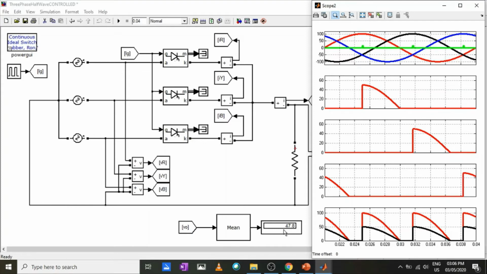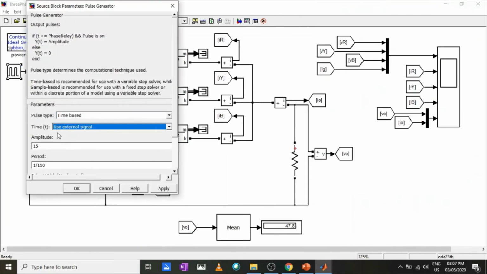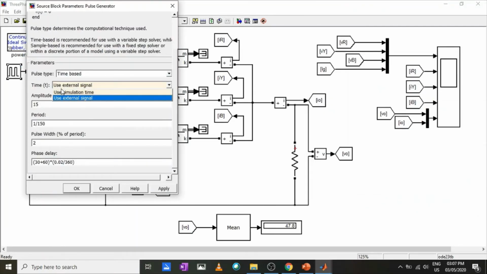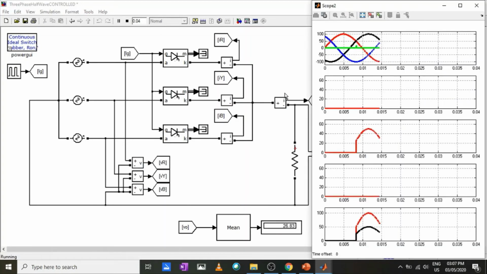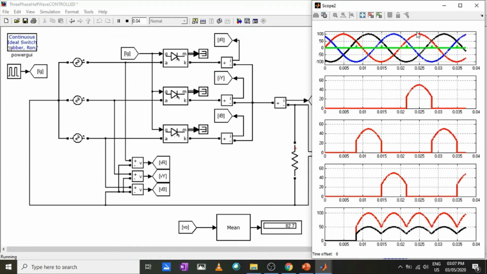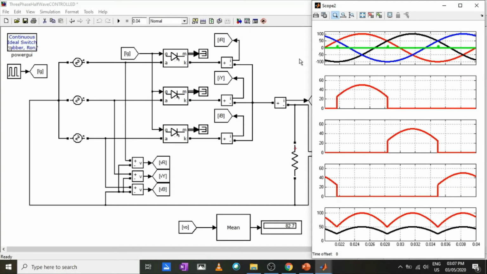Now, let's increase the firing angle to 120 degrees. From the scope, we can see that the output voltage and current waveforms are continuous and similar to the output voltage and current waveforms when the rectifier was operating at zero firing angle.